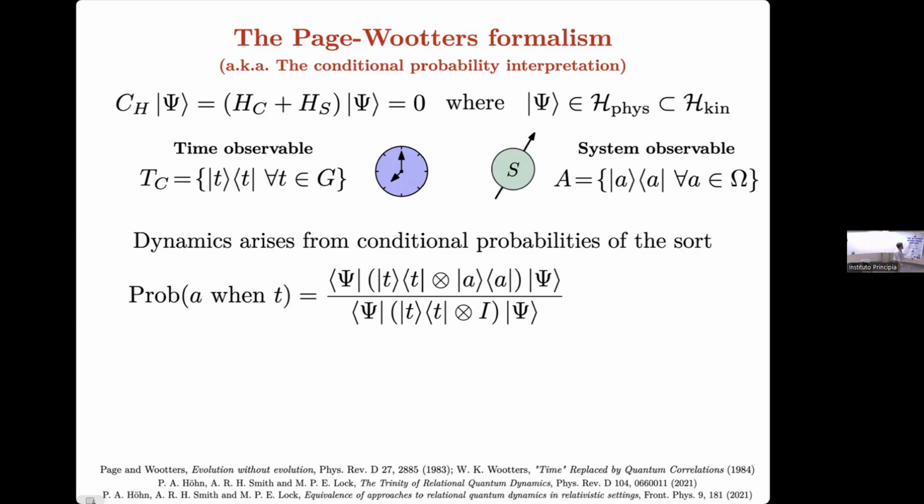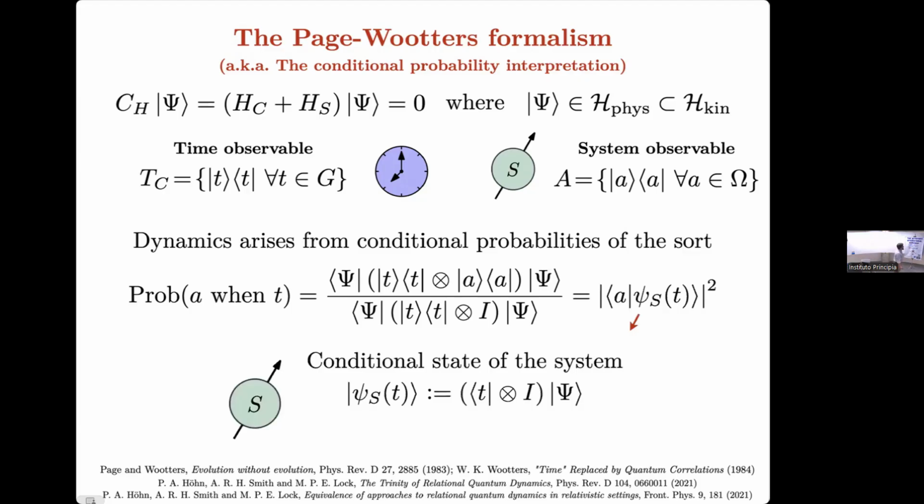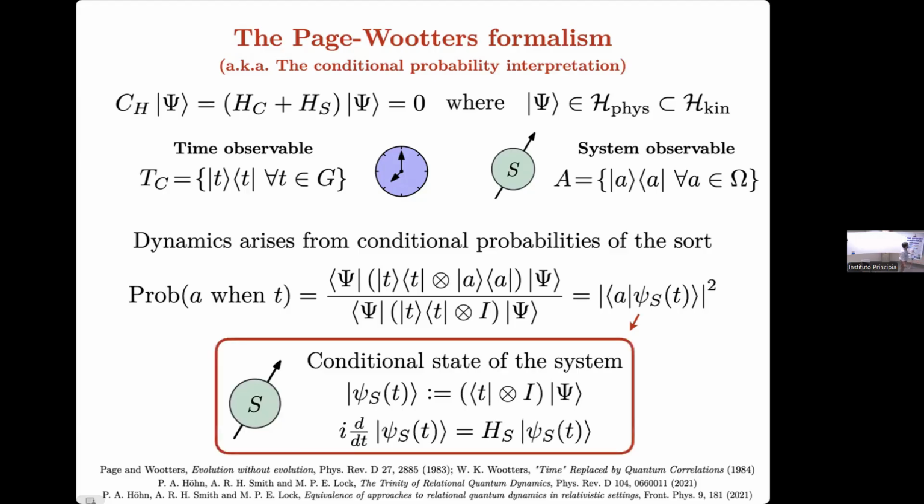And what they find is the following: if you define a conditional state of the system, where you take one of these clock states and project the physical state onto one in which the clock is reading the time t, you find that this conditional probability is given by this probability amplitude squared. And furthermore, this state here, because of the covariant property of the POVM, satisfies the Schrodinger equation. So I think this is really amazing. This got me hooked on this topic, that from just conditional probabilities, you can recover a notion of dynamics and recover the Schrodinger equation.